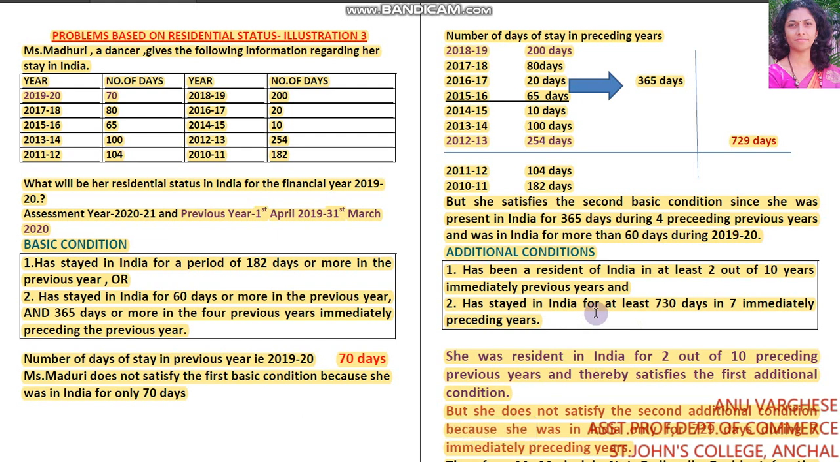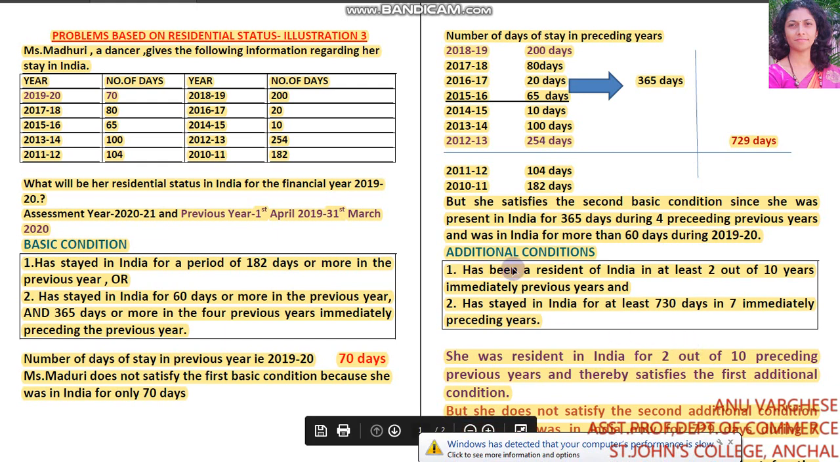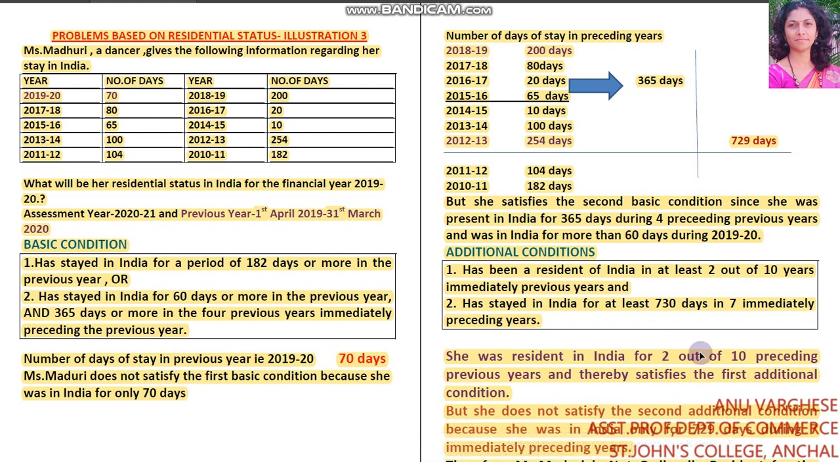For that, you need to add number of days of stay of 7 previous years preceding the previous year. When you add these number of days of stay, you are getting 729 days. That means she is not staying in India for at least 730 days in 7 immediately preceding previous years. Therefore, Madhuri is satisfying only one additional condition. She is satisfying one basic condition and one additional condition.